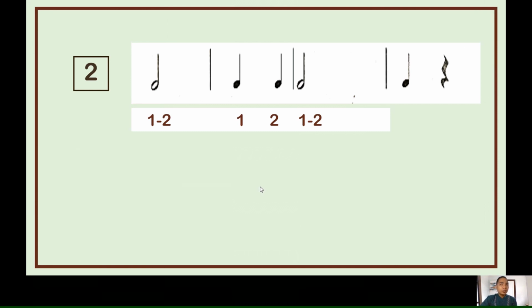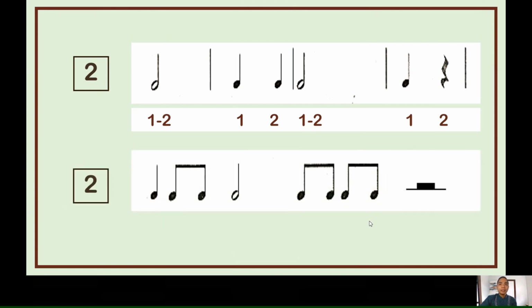Next is a quarter note and a quarter rest. Both the quarter note and the quarter rest get 1 beat each. So we write 1, 2, then bar line. Let's go to the next rhythmic pattern.